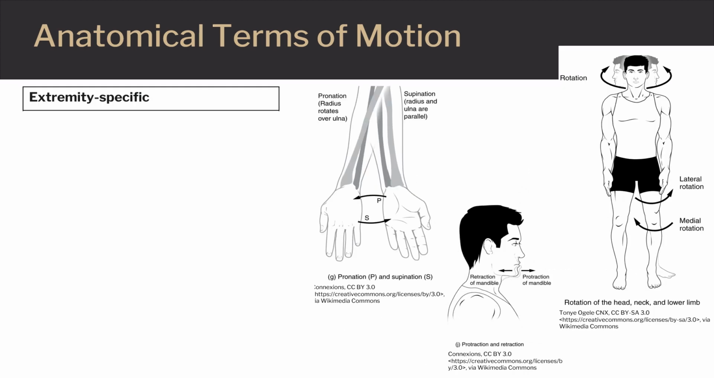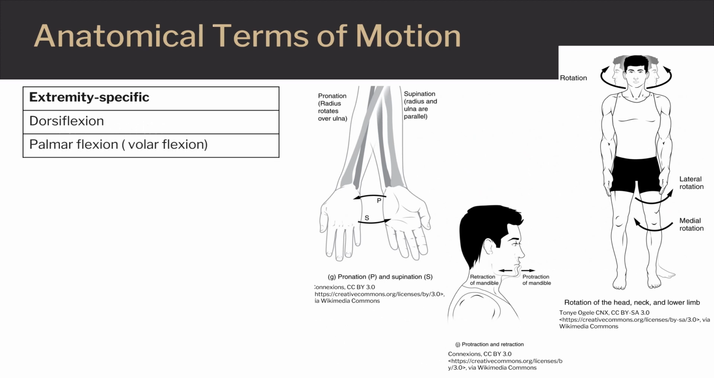There are also some extremity-specific anatomical terms of motion. For example, dorsiflexion refers to the movement of the hands or fingers toward the dorsal side, or the movement of the toes or foot towards the chin. Palmar flexion refers to the movement of the hand or fingers toward the front of the forearm. Pronation refers to the rotation of the hands or forearm so that the palms are facing posteriorly.